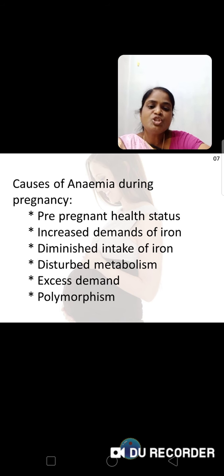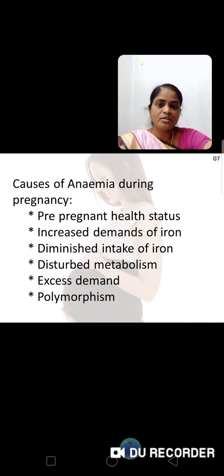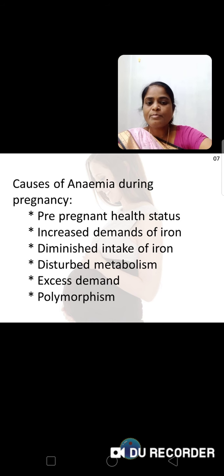And next is diminished intake of iron, due to hyperemesis gravidarum, vomiting, and faulty diet habits. Some mothers may have inadequate intake of a balanced diet, so they may have diminished iron intake, and hyperemesis gravidarum causes loss of iron. So that may lead to anemia in pregnancy.